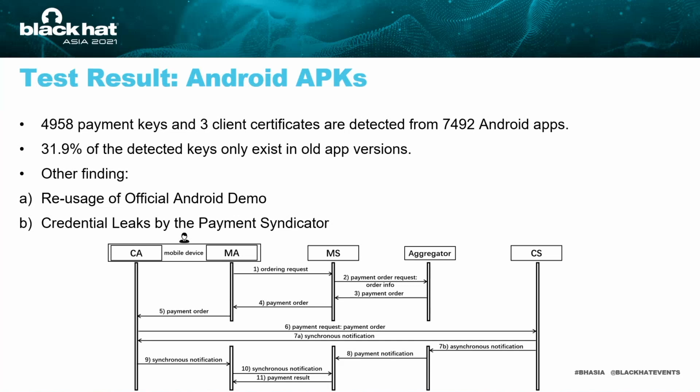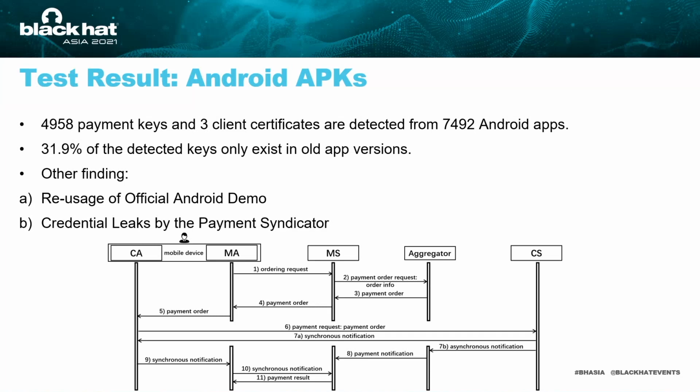In the case of Android APKs, around 5,000 payment keys are detected from over 7,000 APKs. Besides, 3 apps embed the client certificates in Cashier 2, while these merchant apps use these certificates to request the Cashier server for some management interfaces, such as refunding. Also, 31.9% of these keys were only accessed in old versions.